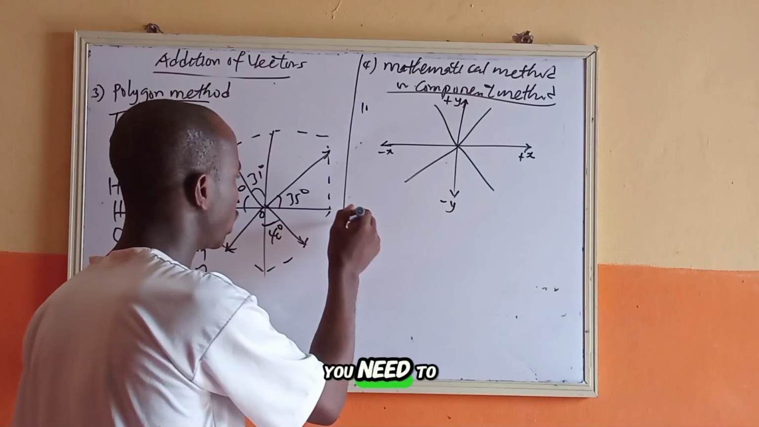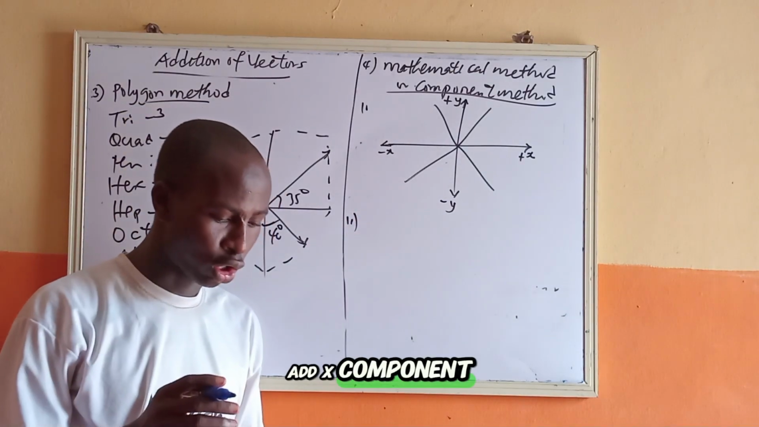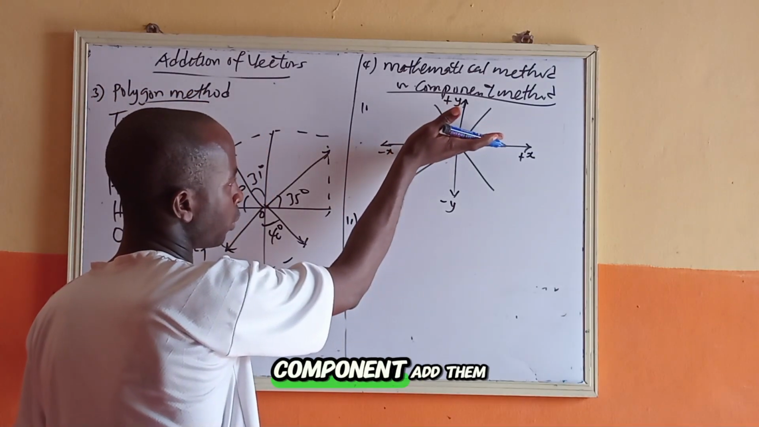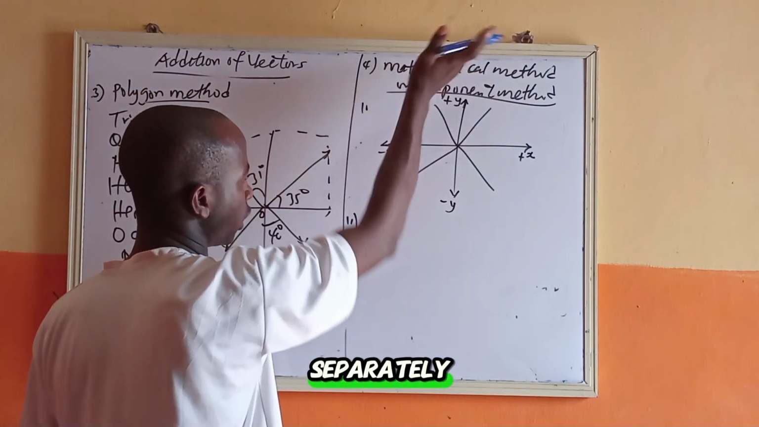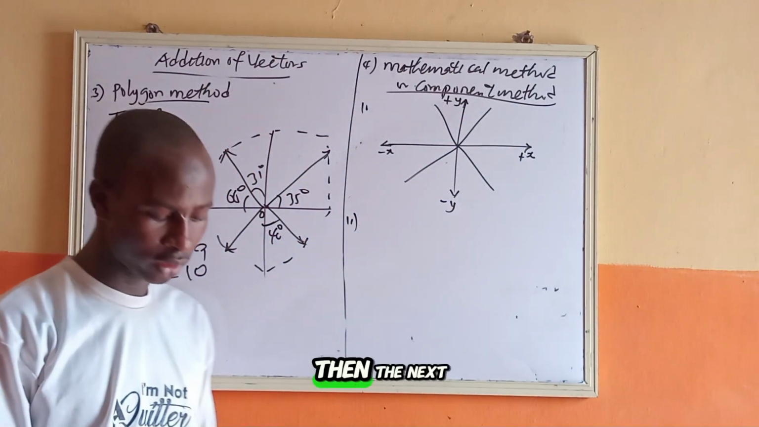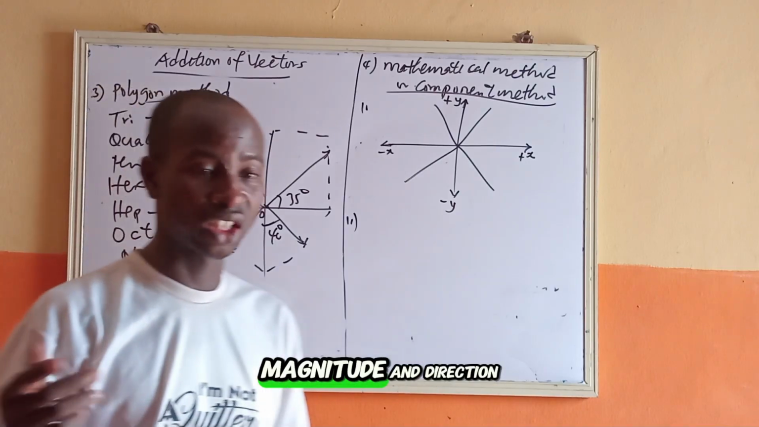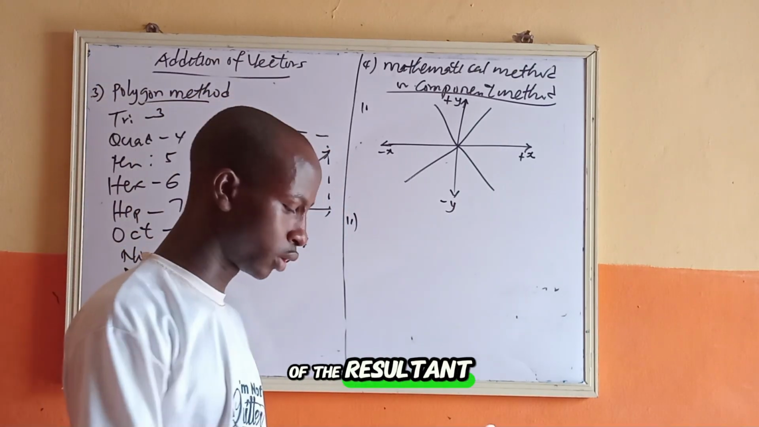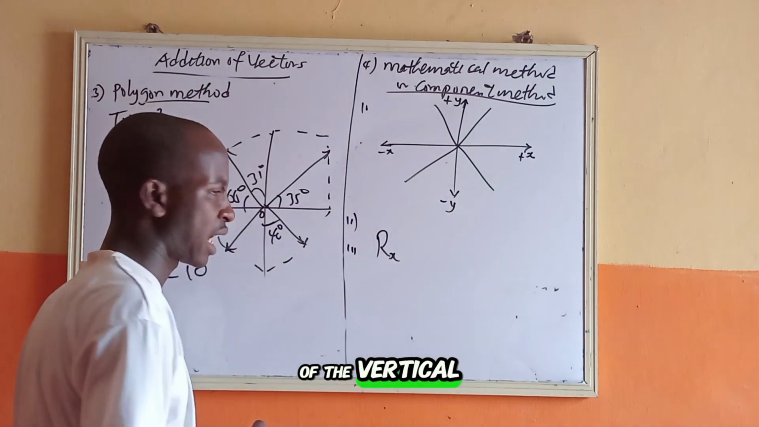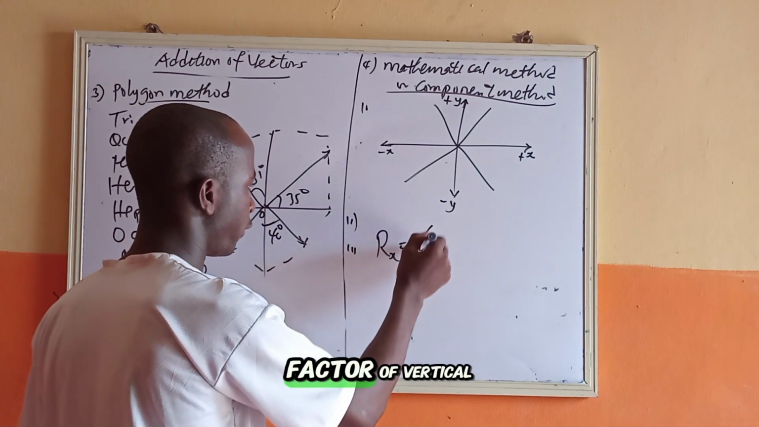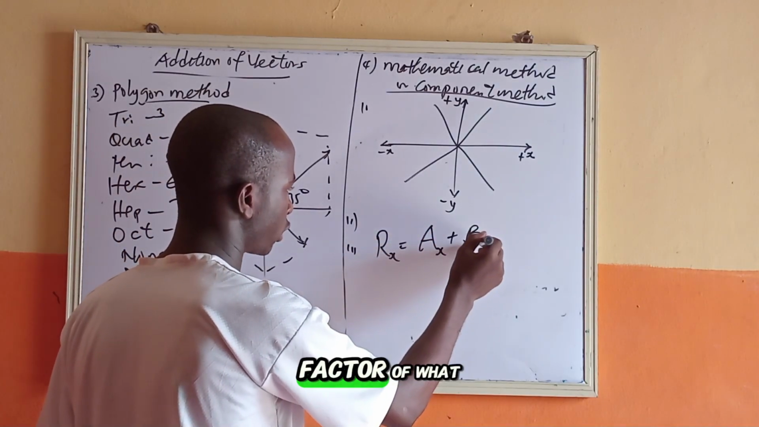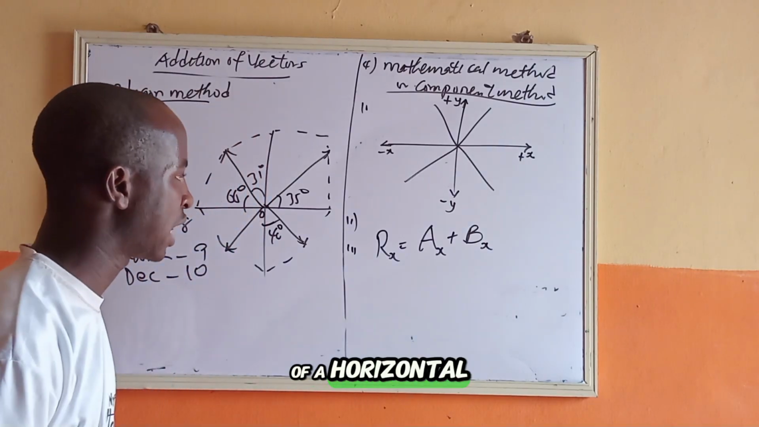Then number two you need to consider is that add x components and y components separately. Those that form in y component, add them separately. Those that form in x component, add them separately. Then the next thing is you find the magnitude and direction of the resultant. So the formula is given as the resultant of the vertical axis is equal to vector of vertical axis of A plus the another vector of the axis of B.